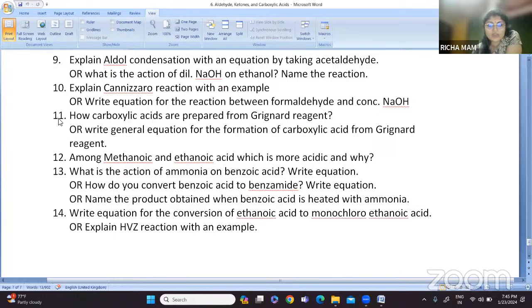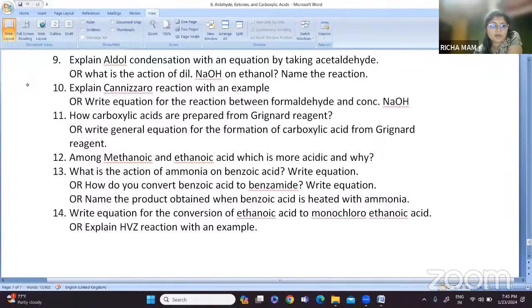Next is the 11th question. How are carboxylic acids prepared from Grignard reagent? Or the question is: write the general equation for the formation of carboxylic acid from Grignard reagent. How do you write this?